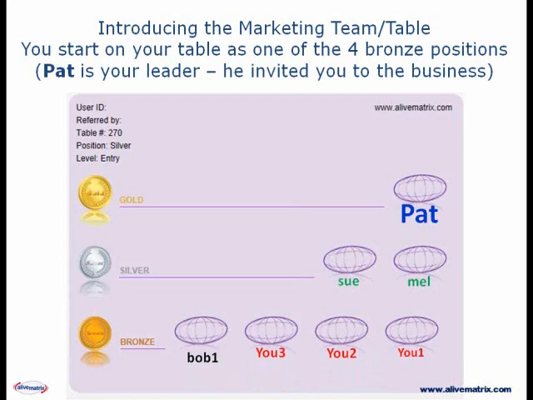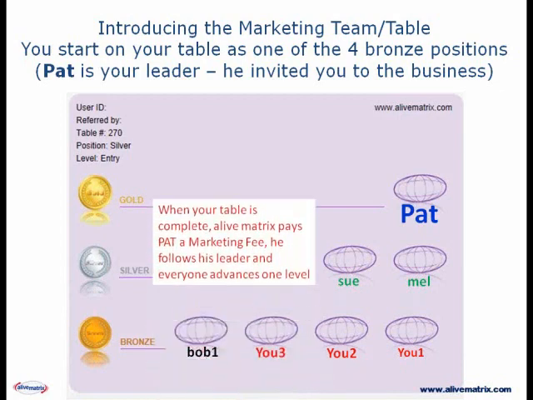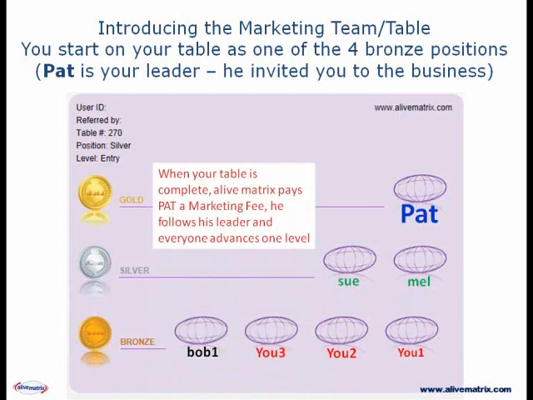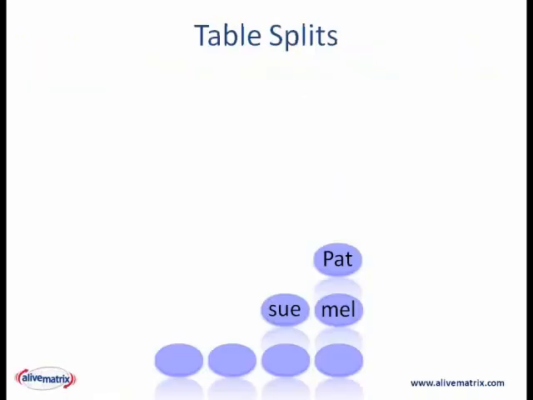What happens now when Bob 1 arrives there? Now the 4th bronze position is filled. So this is exactly what happens. When your table is complete, Alive Metrics pays Pat a marketing fee. He follows his leader and everyone advances 1 level. There you go. Pat will follow his leader wherever table his leader is.